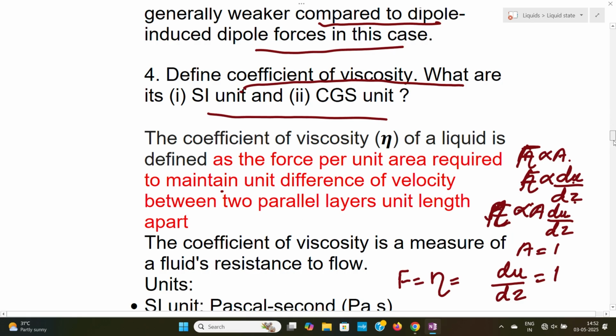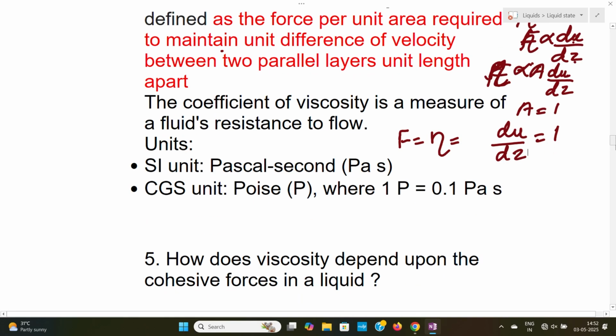Also, this coefficient of viscosity is a measure of fluid resistance to flow. The SI unit is Pascal second, that is, we can write it as Pa·s, with a capital P and a small letter s. The CGS unit is Poise, which we write with a capital P. 1 Poise is equal to 0.1 Pascal second.